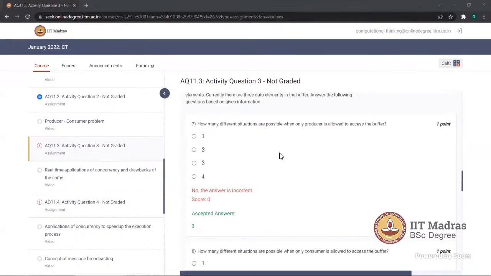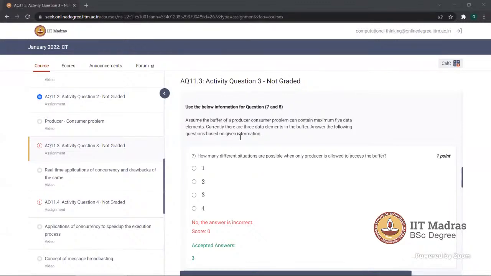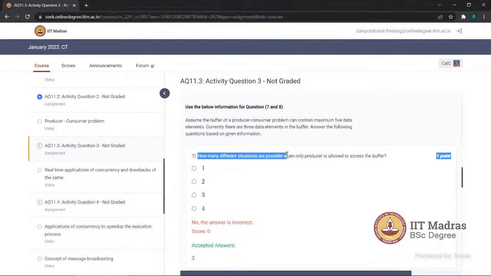So the thing is, as you mentioned, the buffer size is 5 and there are already 3 elements, right? Yes. So there are two vacancies. So what can the producer do? Producer can produce 1 element, or producer can produce 2 elements. The question is how many different situations are possible. The first situation is the producer produces 1 element. The second situation is the producer produces 2 elements.